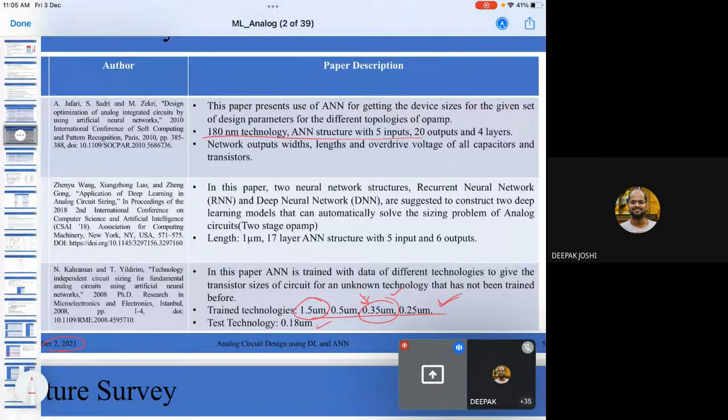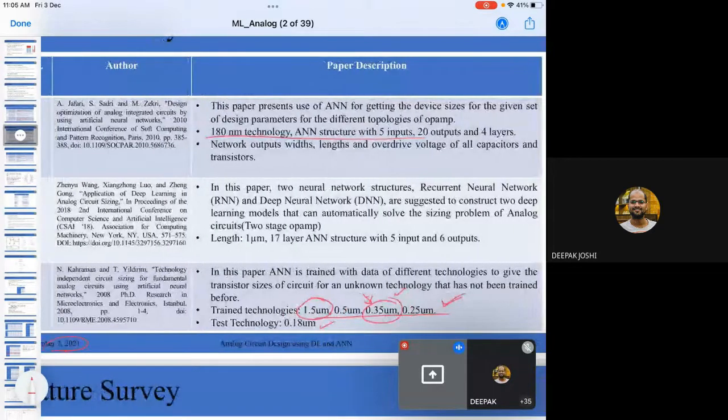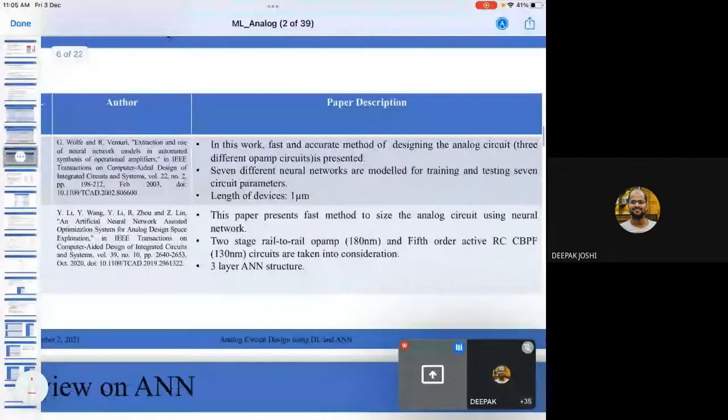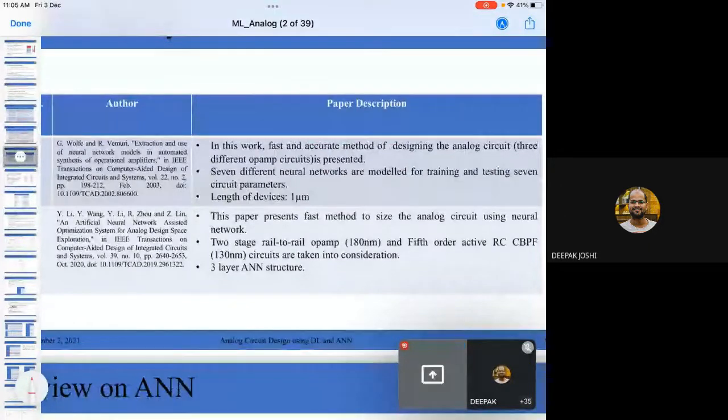So that selection can be done on the basis of judgment, which is generally produced by these machine learning methods. Okay, so ANN brings out the better results, or the optimal results, of the analog circuits. Okay, so similarly, there are some more papers from TCAD.